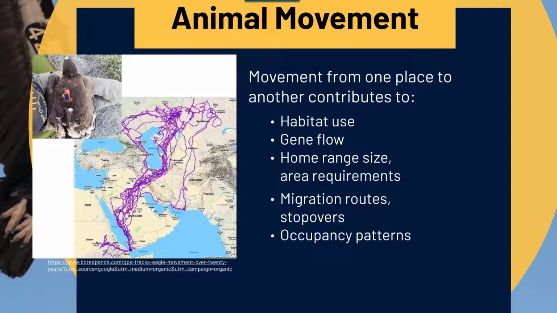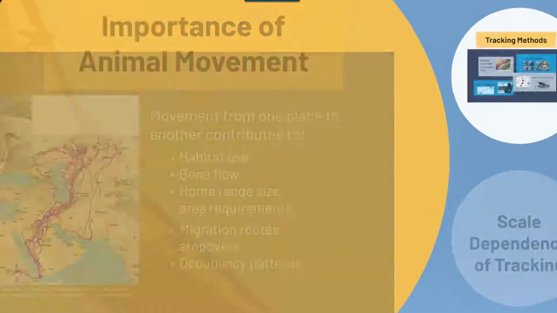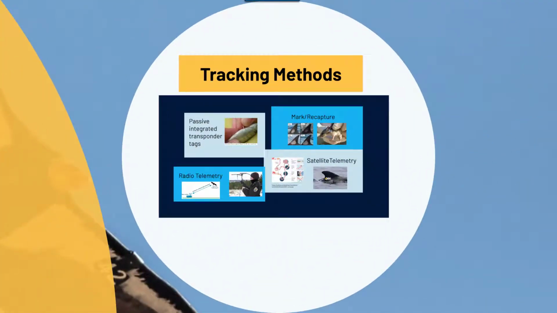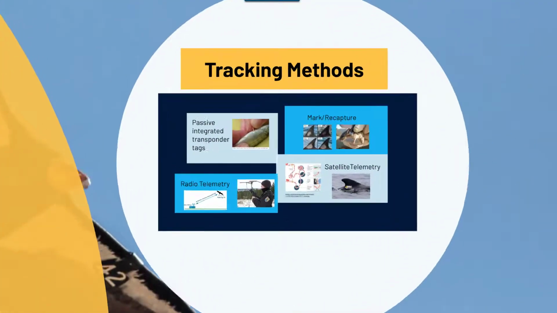So understanding the routes that some animals will take in order to move from an area of seasonal regions of resources is important, as well as understanding the occupancy patterns of different animals. So there's a couple different methods by which animals are tracked.